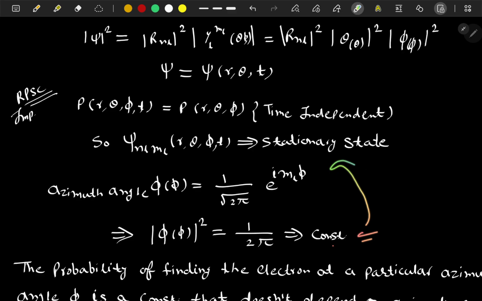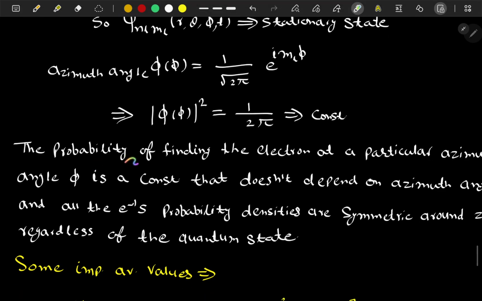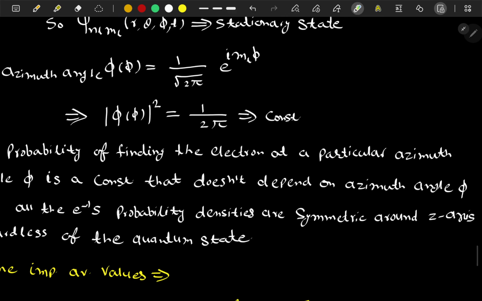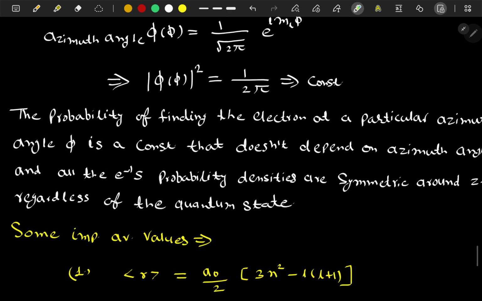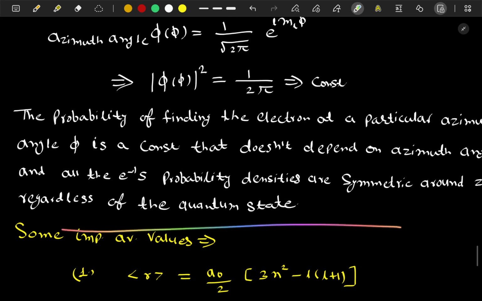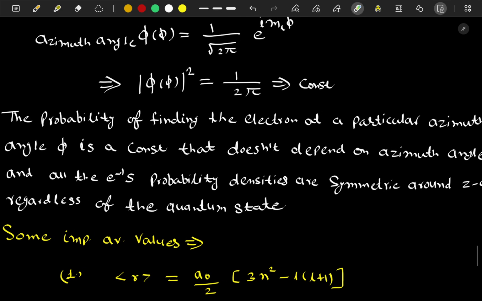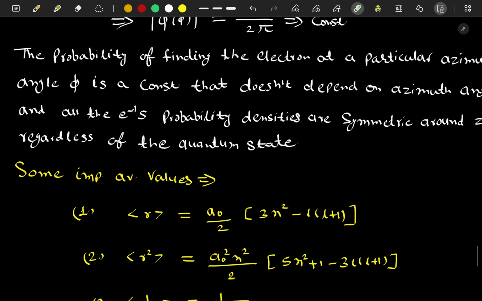So we can write that the probability of finding the electron at azimuthal angle phi is a constant, it does not depend on the azimuthal angle phi, and all the electron probability densities are symmetrical around the z axis regardless of the quantum states. No matter what the quantum state is and at which time we are measuring the probability density, it is symmetric around the z axis. It will not change.